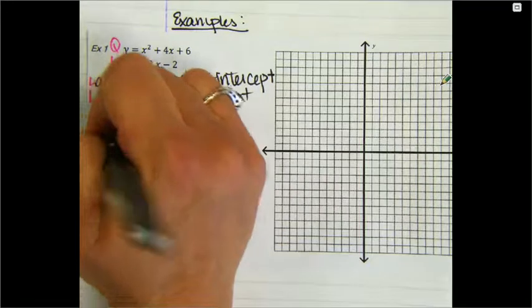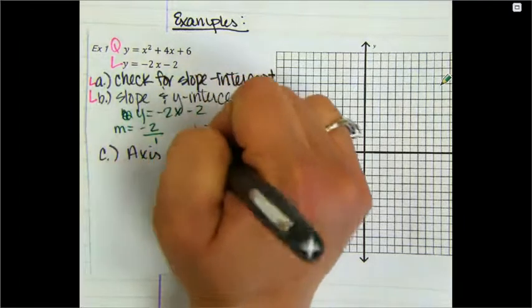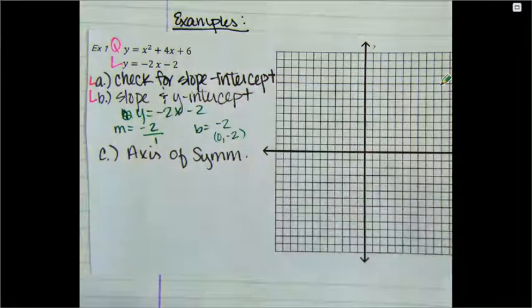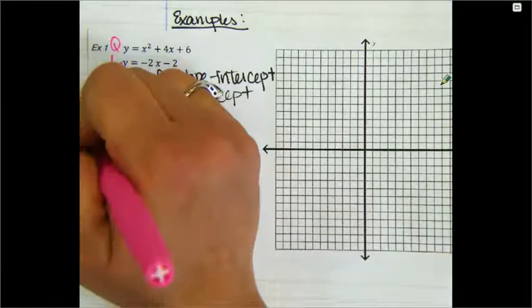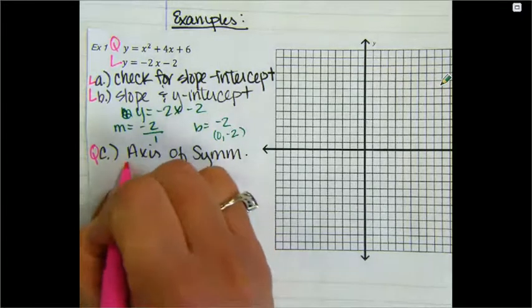Letter C. It says, what is the axis of symmetry? What is the axis of symmetry? Which one refers to the axis of symmetry? The quadratic or the linear? Quadratic. So I'm going to put a Q on the outside of this question because I'm only going to refer to the quadratic function. So I know the quadratic function is y equals x squared plus 4x plus 6. How do I find the axis of symmetry? Negative b over 2a.